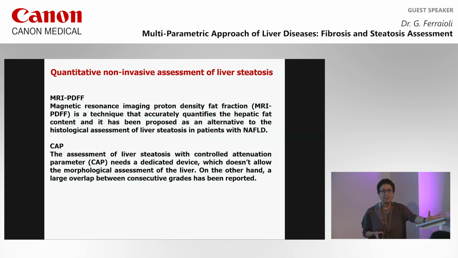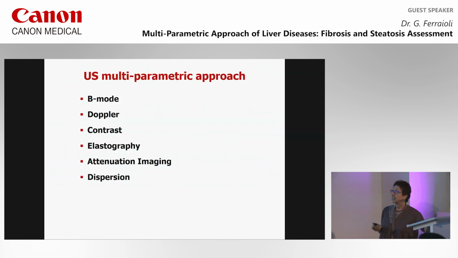Controlled attenuation parameter is available since 9 years on the FibroScan device. It needs a dedicated device, no image is obtained. And all the studies that have been performed using the CAP have shown that there is an overlap between consecutive grades of liver steatosis. Nowadays, it is possible a multi-parametric approach using ultrasound system.